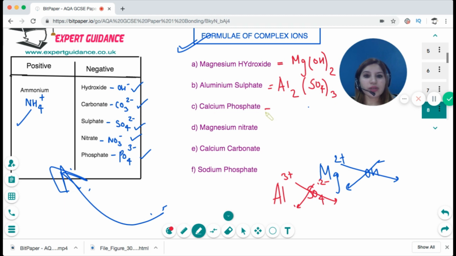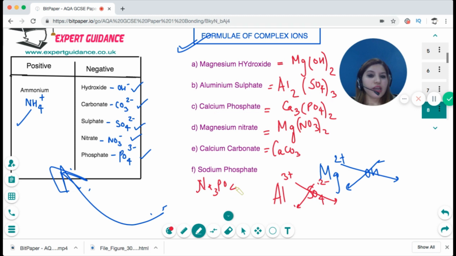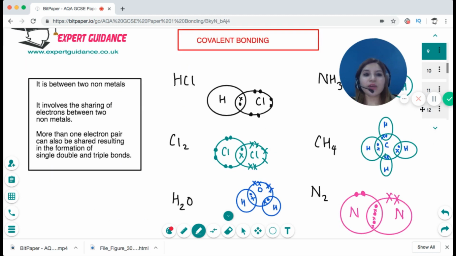Okay, so in this way you can get calcium phosphate as Ca3(PO4)2, magnesium nitrate as Mg(NO3)2, calcium carbonate as CaCO3, and sodium phosphate as Na3PO4. So I hope how to work out the formulas of ionic compounds with complex ions is clear to you.